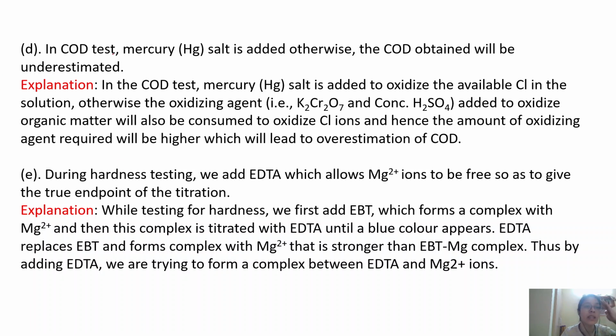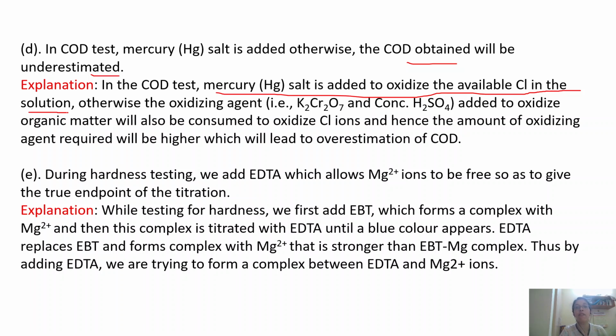Option D is, in the COD test we add Hg salt, mercury salt, otherwise COD will be underestimated. Let's see the explanation, because this was a wrong statement. COD will be overestimated. How? In the COD test, mercuric salt is added to oxidize the available chlorine in the solution. So we add Hg to oxidize the available chlorine.